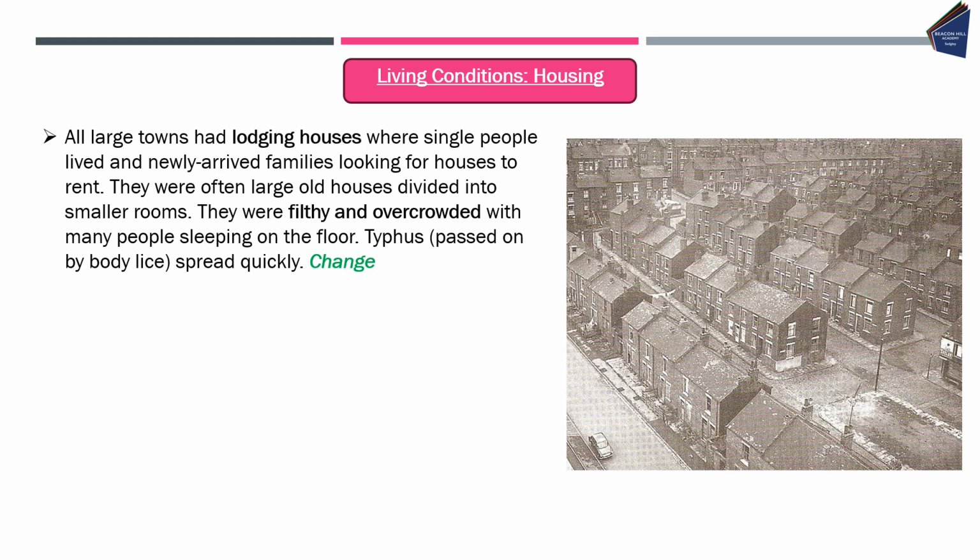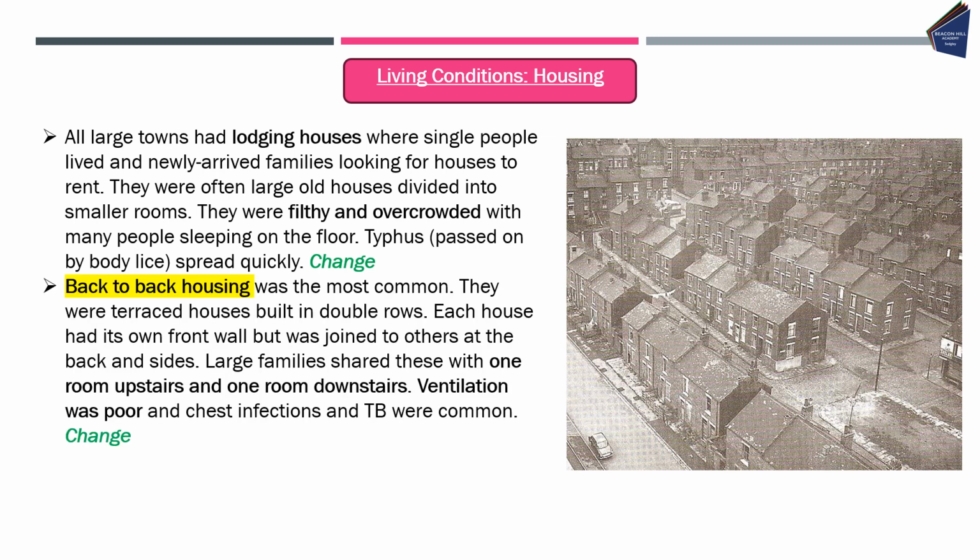Before we do that, we're going to have a look at this information here, which states that all large towns had lodging houses where single people lived and newly arrived families looking for houses to rent. They were often large old houses which were divided up into smaller rooms, and they were filthy and overcrowded, with many people simply having to sleep on the floor. As a result of these conditions, we have diseases such as typhus, which were passed on by body lice, which were spreading extremely quickly. I have highlighted on some of these slides again what is change and what is continuity. So this is a change, this idea of lodging houses, and something you could speak about in the exam.